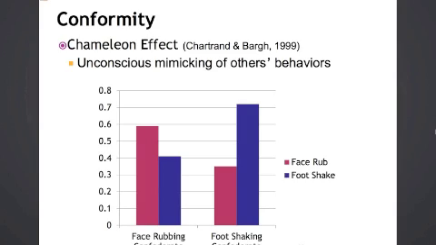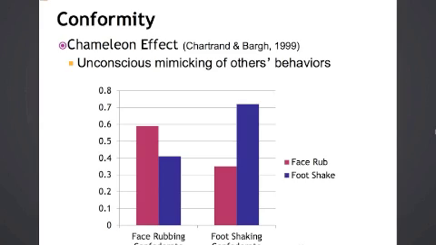Now sometimes when we conform, it's unconscious. This is called the chameleon effect. This is our unconscious mimicking of others' behaviors. Think of when you're waiting at a stoplight ready to cross the road. Maybe you're not really paying attention but somebody else steps off the curb, what do we do? We tend to follow them, and that's that unconscious mimicking. That's the chameleon effect.